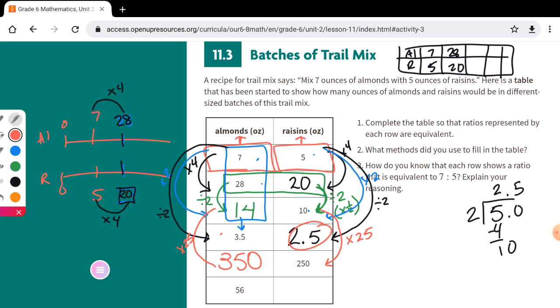7. 7 times what equals 56? 8. Times 8. So then on this side, I have to take 5 times 8, which is, anybody? 40. 40.